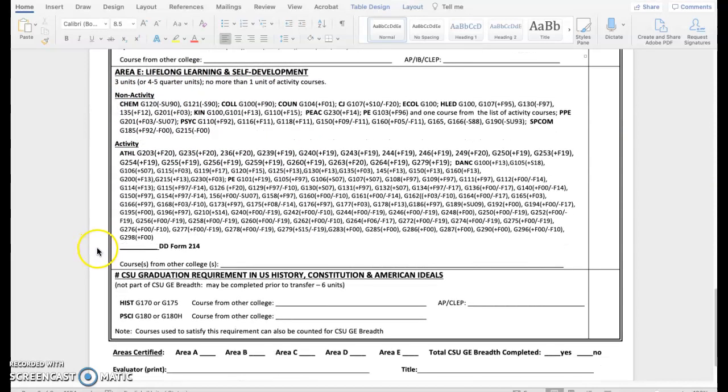And then the CSU graduation requirement is not part of this general education plan. It's not required prior to transfer. However, you will need to fulfill this requirement in order to graduate from a CSU. So we oftentimes recommend taking it before you transfer because you can use these classes as part of general education.